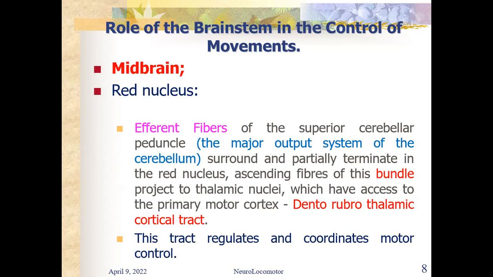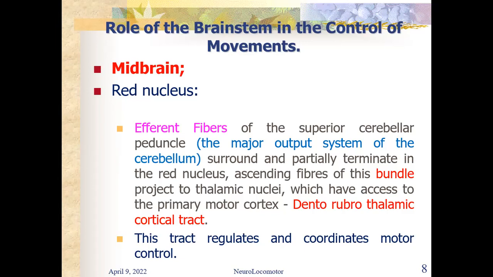Efferent fibers from the superior cerebellar peduncle, the major output system of the cerebellum, surround and partially terminate in the red nucleus. You see now. So efferent fibers from the Purkinje cells of the cerebellar cortex, from the cerebellum, exit via the superior cerebellar peduncle. That is the major output system of the cerebellum.